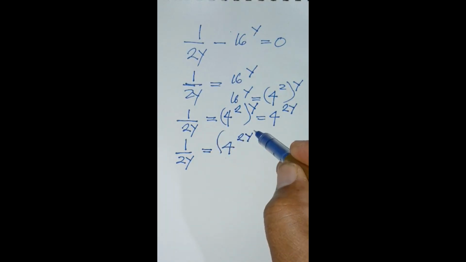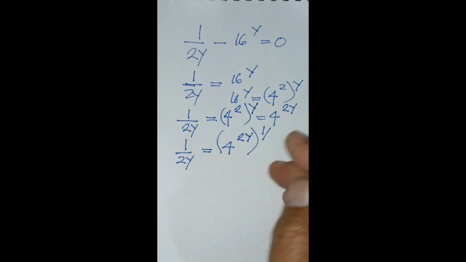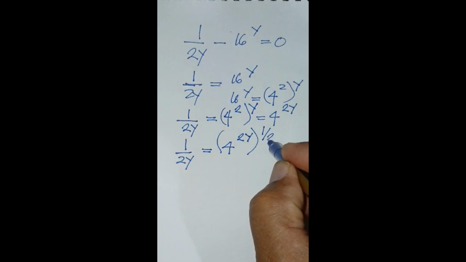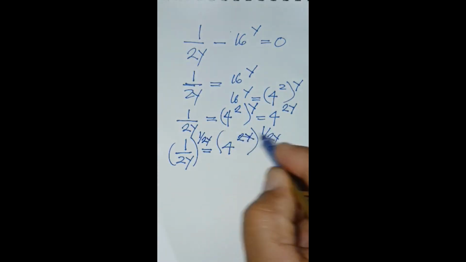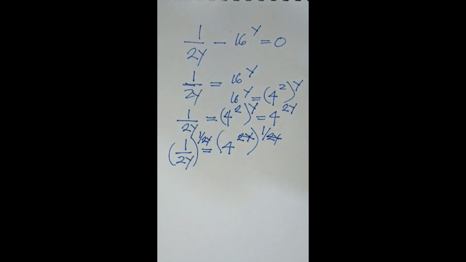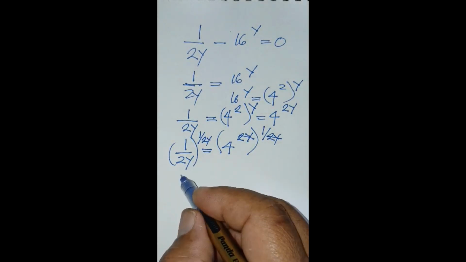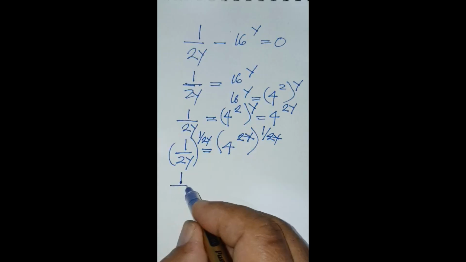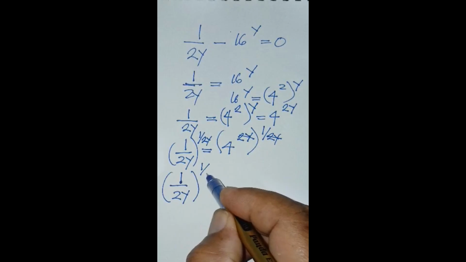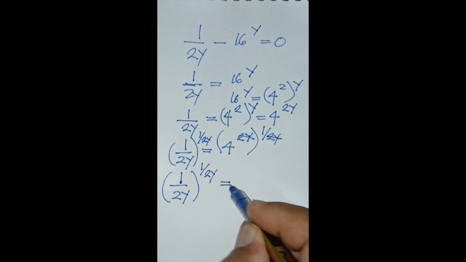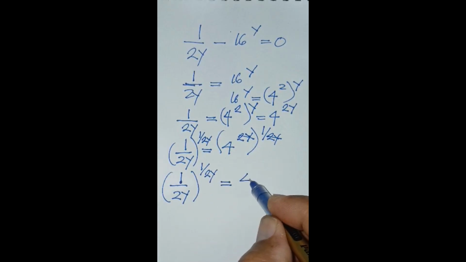Now from here we can raise both sides to 1 over 2y. So we can cancel 2y and 2y, so that the equation becomes 1 over 2y raised to 1 over 2y is equal to 4.